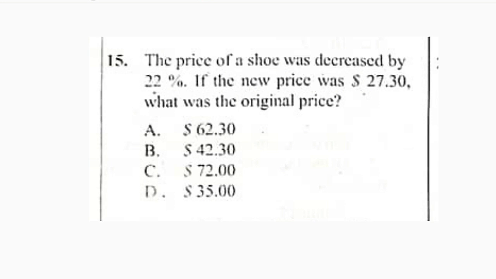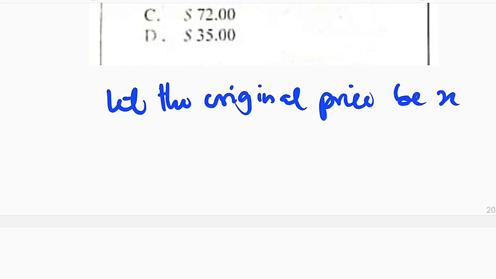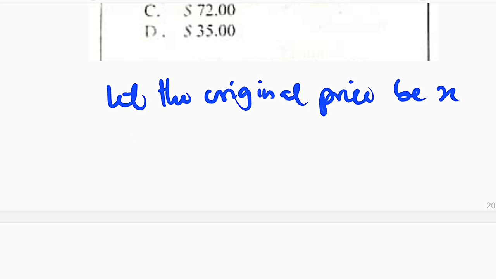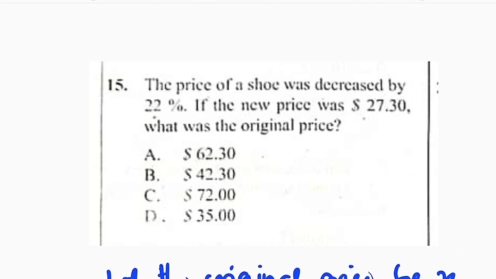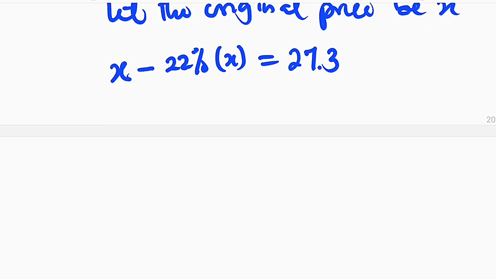Okay, let us find it. Let the original price be X. So the price was depreciated by 22%. It means that the original price, if you take away 22% of the total price, which is X, you're going to get the new price, which is 27.3. We can write X as 100X divided by 100. It doesn't matter. This is the same thing as X.